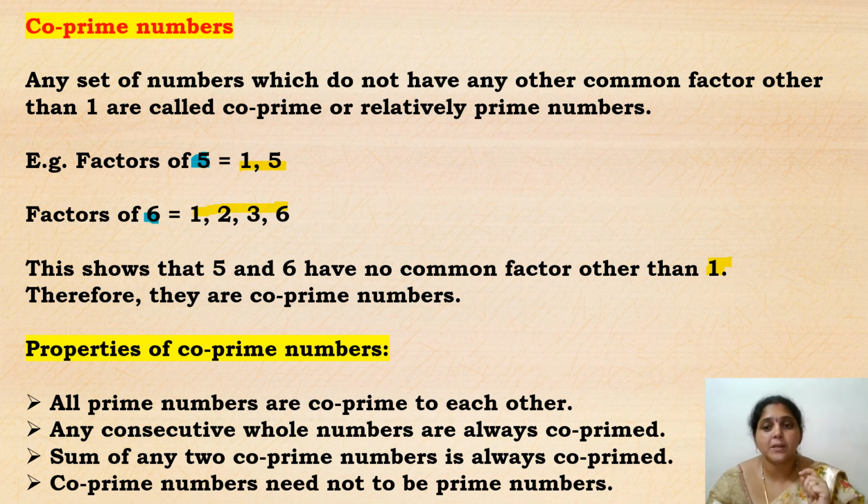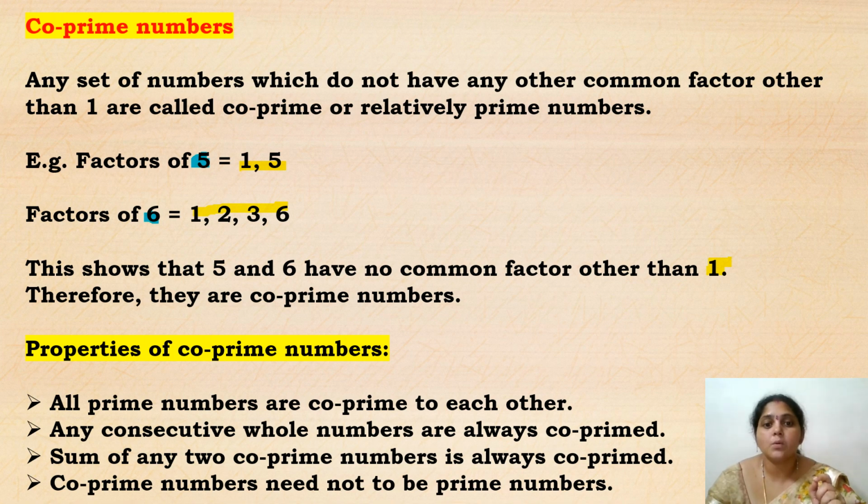What are the properties of coprime numbers? All prime numbers are coprime to each other. Any consecutive whole numbers are always coprime. Sum of any two coprime numbers is always coprime. Coprime numbers need not be prime numbers. Coprime numbers will not always be prime numbers. It may be any number, but there should be only a common factor of 1.